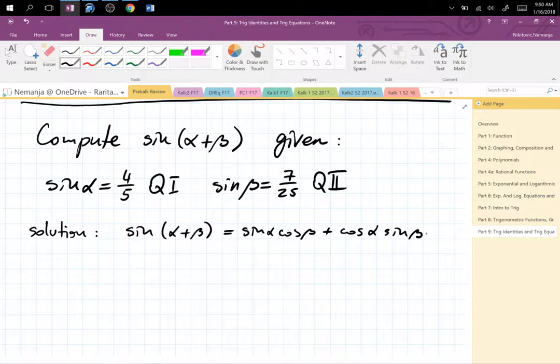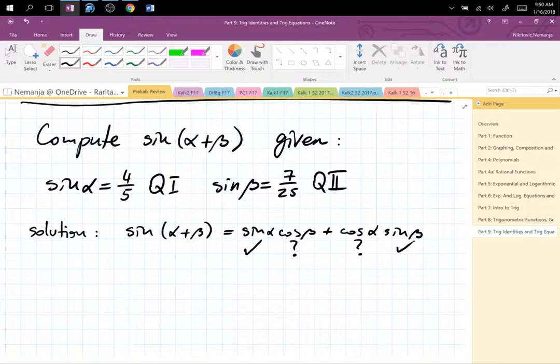And now if you look, you have this one, you don't have that one, you don't have that one, but you have this one. So you have to figure out the values for those so you can plug them in. See, the sine alpha will be replaced by 4/5. So sine alpha is 4/5. And sine beta is 7/25. So those values you can swap immediately. The problem is that you don't have the other two so that you can compute all 4 of them.